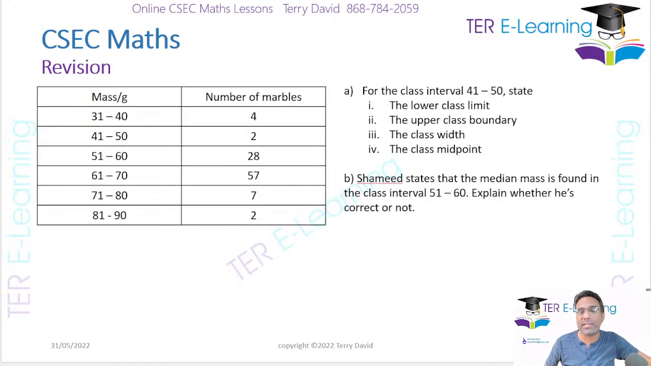Now, let's see what I want you to work out here. For the class interval 41 to 50, that's this class interval here, the first question is, what is my lower class limit? I'm curious to see what you all say for the answer for that. What is my lower class limit?